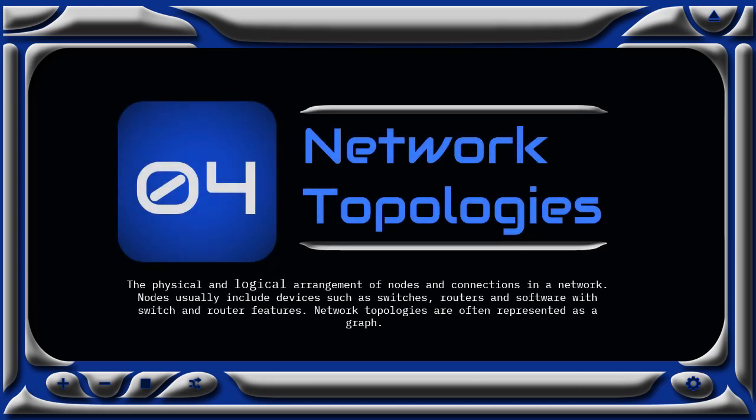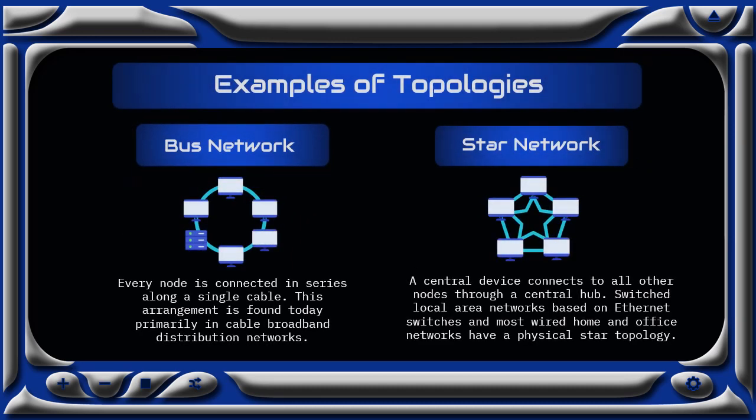Onto the next one, we have the network topologies. Network topologies are the physical and logical arrangement of nodes and connections in a network. Nodes usually include devices such as switches, routers, and software with switch and router features. Network topologies are often represented as a graph. Some examples of these topologies are the bus network and the star network.